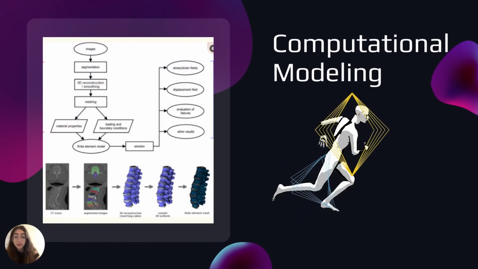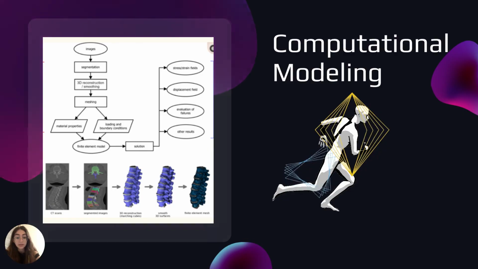Now, these mathematical models are then used by softwares to simulate motion, predict force distributions, and maximum loads withstood by the structure. This is known as computational modeling, like finite element analysis on softwares such as ANSYS.